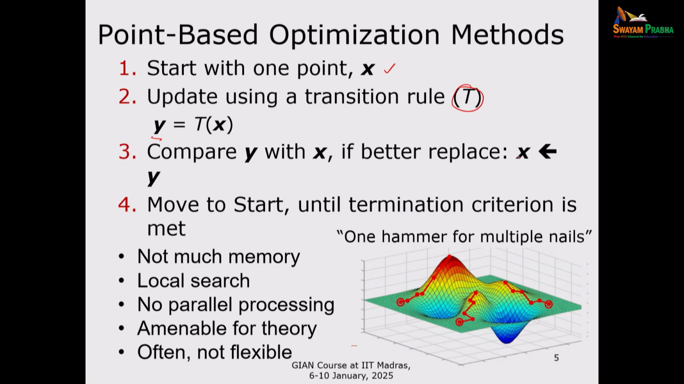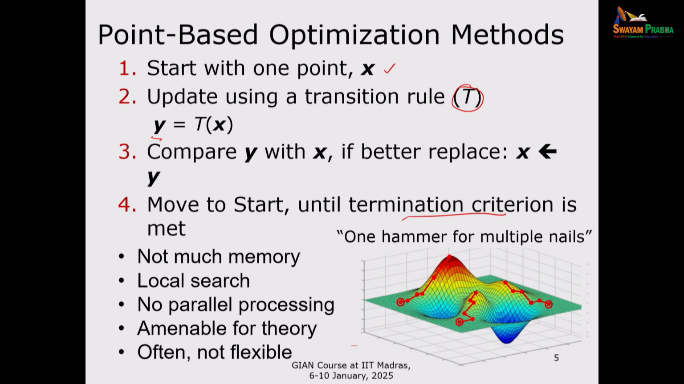If not, forget y, keep x, and go to the beginning, go again to 2. So you move these things and always look at the termination criteria. Are you stuck? Have you got the best solution you're looking for? And then you stop and declare that. So this is a simple method. It doesn't take more than a few lines of code to do this.